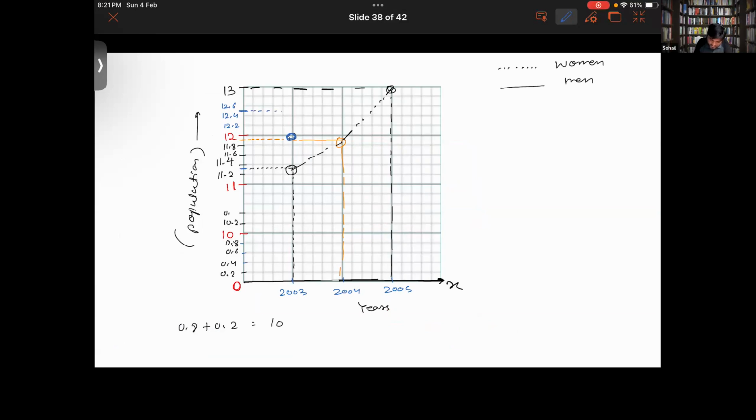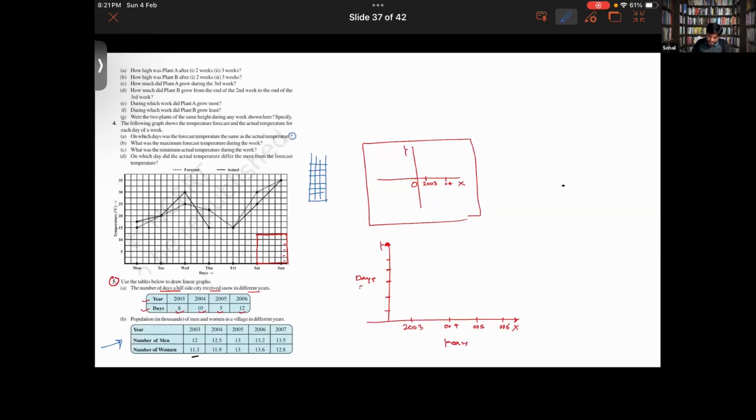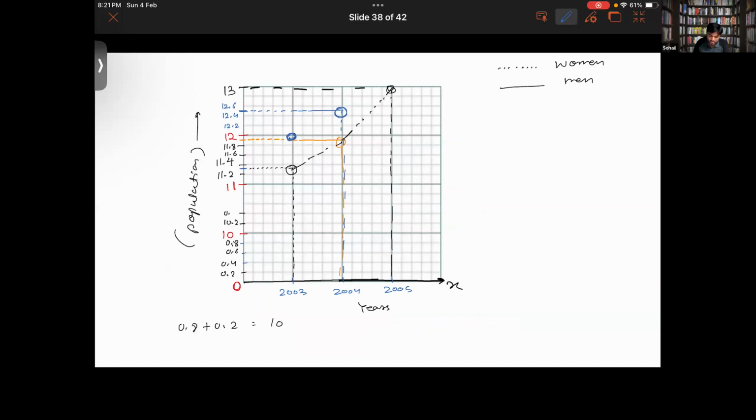So plot it further. And this is the point you will be getting. In the year 2005, the population is 13,000, talking about men. So this is where it is going to be. So you can again plot the graph like this.